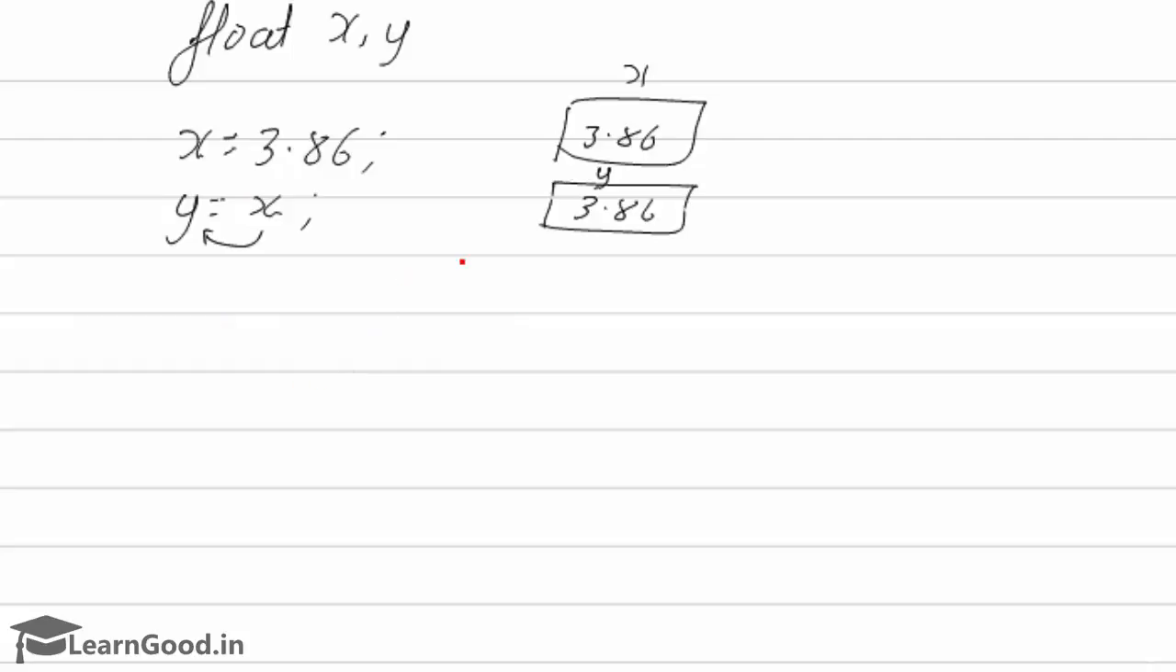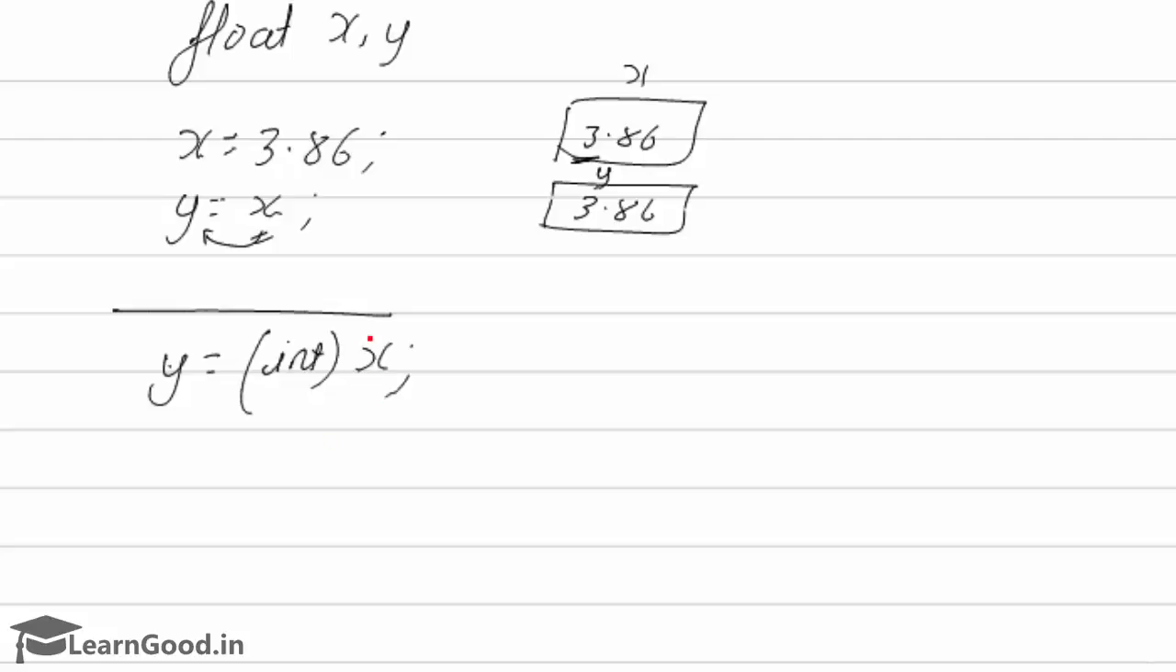But I don't want the same value to be stored. From x, only the integer part, which is 3, has to be stored rather than 3.86. That means 0.86 should be truncated. So in that case, this 3.86, which is of type float, you need to typecast to an integer. For doing that, instead of giving only y equal to x, you give y equal to the type that x should be converted to, mentioned within brackets, and then the variable name.